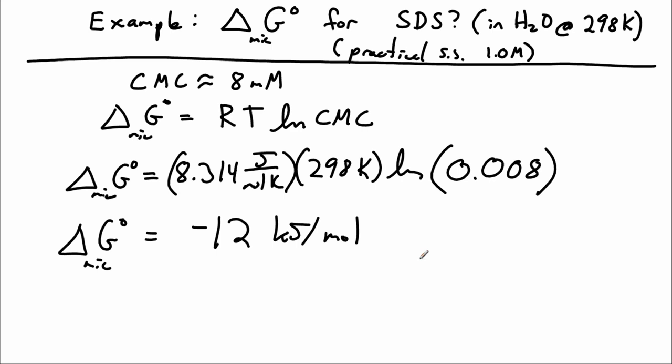You may, in the literature, occasionally find that this surfactant has a tabulated delta G standard of micelle formation of negative 22 kilojoules per mole. That's using a Raoultian standard state, which is putting the concentration in terms of mole fraction. So as an exercise, you should convert this concentration from molarity to mole fraction and verify that the delta G standard that results is negative 22 kilojoules per mole.